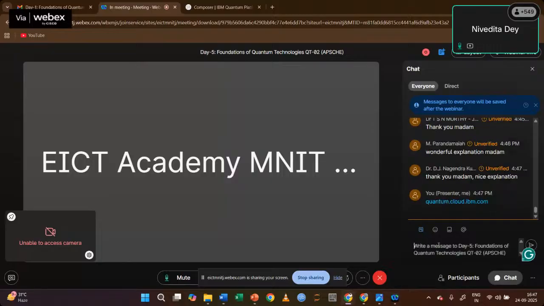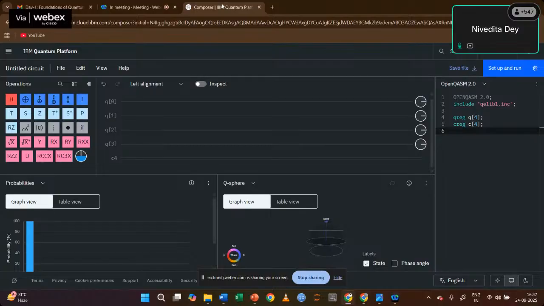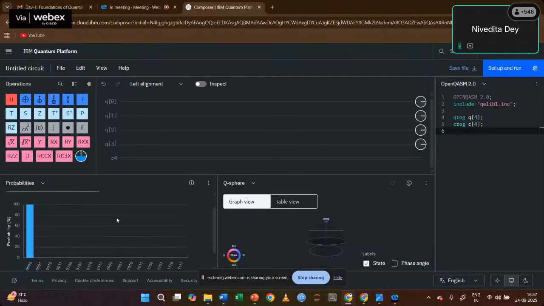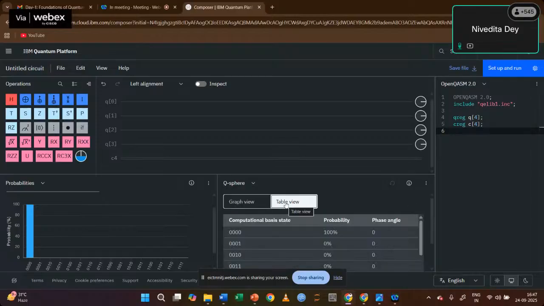So you can directly access the composer that they have, and this kind of window will open. You don't have to create anything. What you can observe here is a Q sphere. Q sphere is something which they have defined for their purposes. This is the table view where the computational basis states as well as the probabilities you can see. Since I've done nothing, and 4 qubit registers have been initialized, it is initialized with 0000. That is why in 0000 you are getting 100% probability.